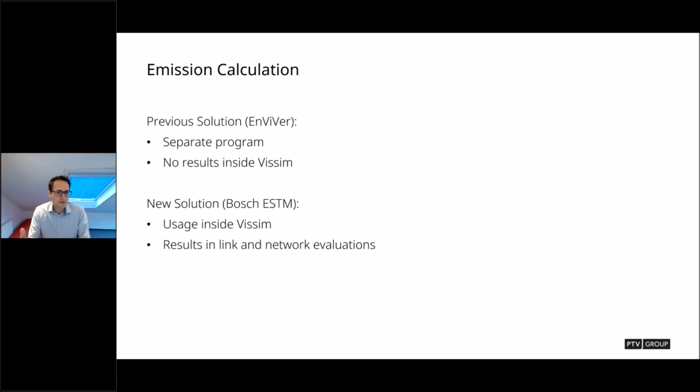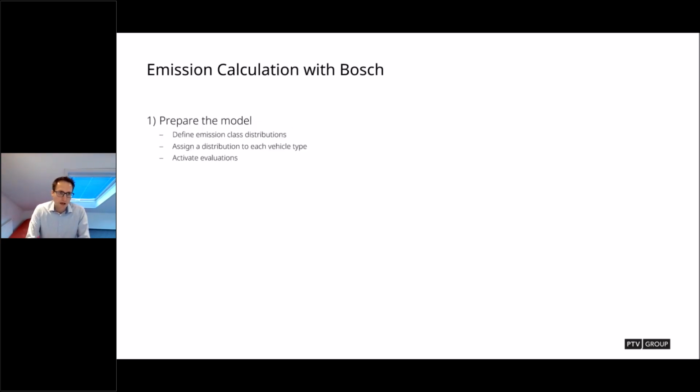We have an existing solution in Viver, which is a different model compared to the new solution with Bosch. Viver is a separate program: you need to install it and learn it. The new solution with Bosch, I think, is very convenient. You use it inside Vissim, and you get the results like other Vissim results and can make use of them. How it works: if you have an existing model or you create a new model, you can very simply calculate emissions with this new add-on.